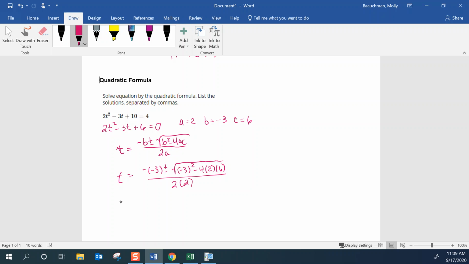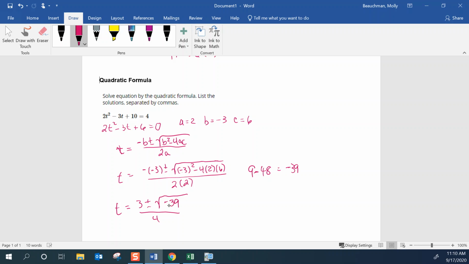Off to the side here, I'm going to simplify the square root. I'm going to keep the 3, so it's 3 plus or minus the square root of, over 4. Now we simplify the square root underneath. A little bit of scratch work. -3 squared means -3 times -3, which is a positive 9. Minus 4 times 2 is 8 times 6. So we end up with 9 minus 48, which is a negative number. I end up with a negative 39. So negative 39 is what is in the square root.